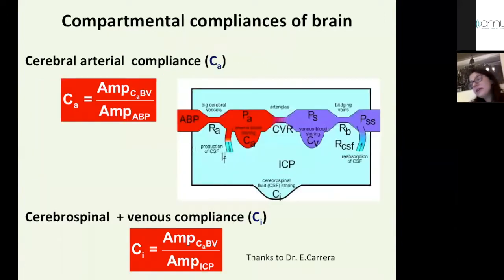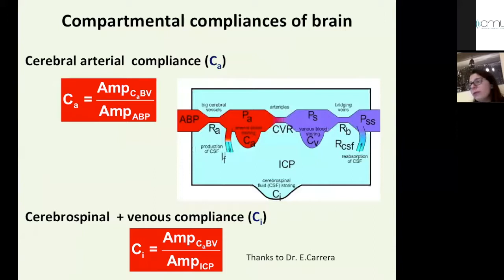Another very important and interesting parameter is the cerebral compliance. The cerebral compliance is the ability of the brain to adapt to the changes in volume inside the cranium in response to a change in pressure, in order to avoid intracranial hypertension.